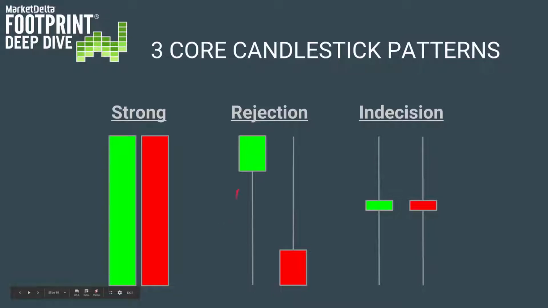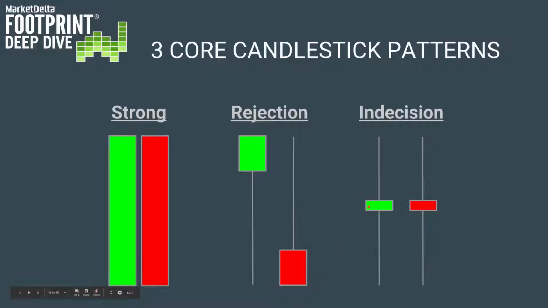Where a rejection bar opened here, traded all the way down, got rejected, and closed at its high. You can see what I mean there. It's an up bar, closed higher than it opened, but it traded all the way down. Versus this one opened right here, traded all the way up, got rejected, and closed right down here at its lows.